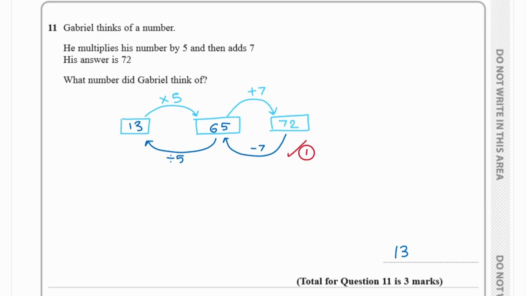This was a 3-mark question. The first mark would be given for minusing 7, the second mark for dividing by 5, and the third mark for a correct final answer of 13.